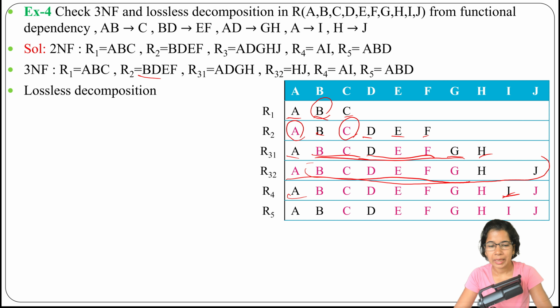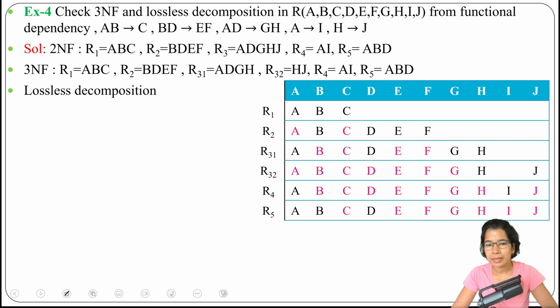Next R5 A B D, already in R4 all attributes are there, so just copy. With A B D all attributes are attached, so we'll write all the attributes. As we are getting all the attributes, this is a lossless decomposition.